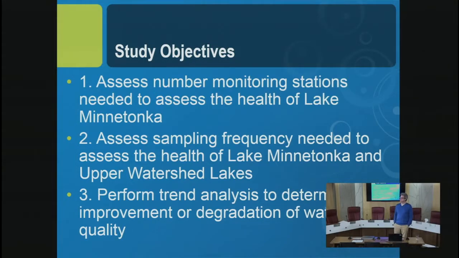Second is assess the sampling frequency. And again, that was my pointing out, do we have to go out 2 times a month or can we just go out 1 time a month? And finally, number 3, perform trend analysis to determine if water quality since 1997 is getting better, getting worse, or we just can't detect a change for all those bays and those lakes. Any questions so far?